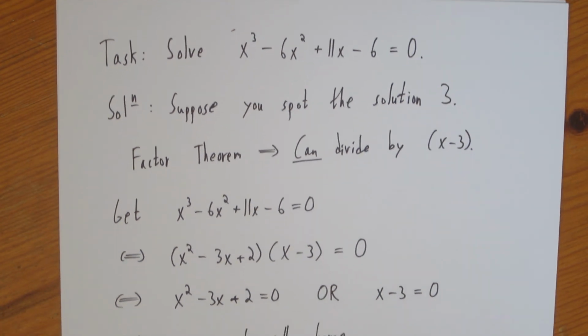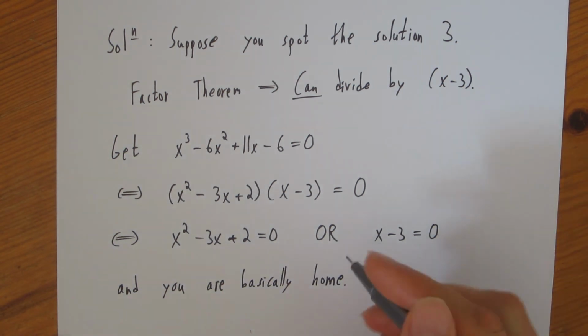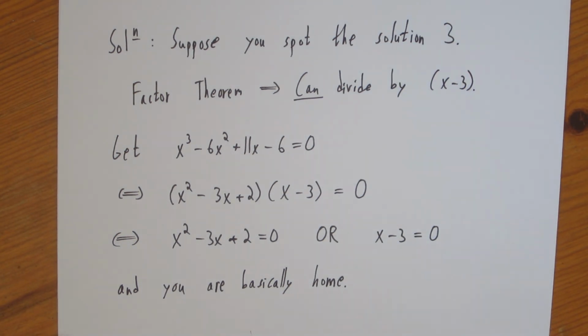And here's the nice thing about factorization, that the product of two guys is 0 precisely when either the first guy is 0 or when the second guy is 0. Of course, this neat trick required that the right-hand side, one of the sides of your equation, was 0, because 0 is a very special and nice number. And now you're basically home.